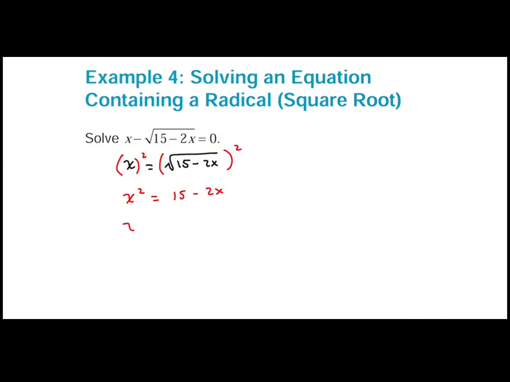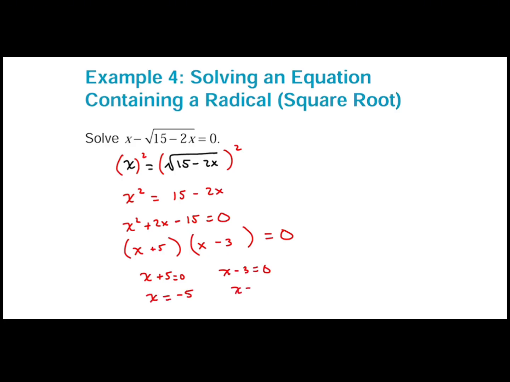So now this is just going to be x squared plus 2x minus 15 is equal to 0. Now we can see if we can factor this. What two numbers multiply to give me negative 15 but add to give me plus 2? I can say plus 5 and minus 3. So x plus 5 is equal to 0, and x minus 3 is equal to 0. Therefore, x is equal to negative 5, and x is equal to 3.